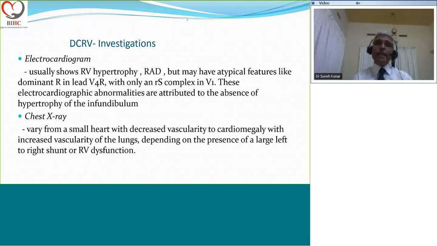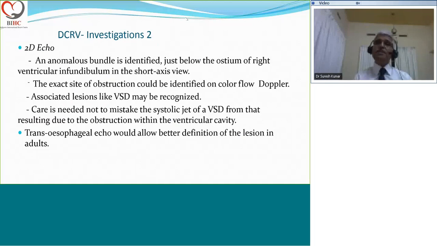In echo, you would identify the anomalous bundle just below the ostium of the right ventricular infundibulum in the short axis view. And you would appreciate the exact site of obstruction on color flow. You can also see associated lesions like VSD. A transesophageal echo would help you to outline the degree of obstruction and the level of obstruction accurately.